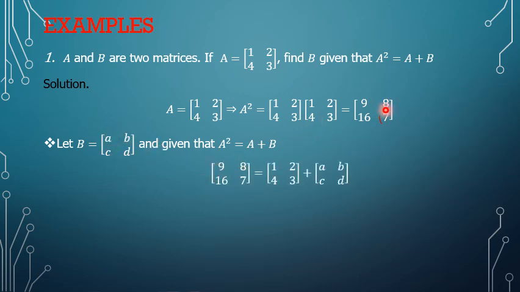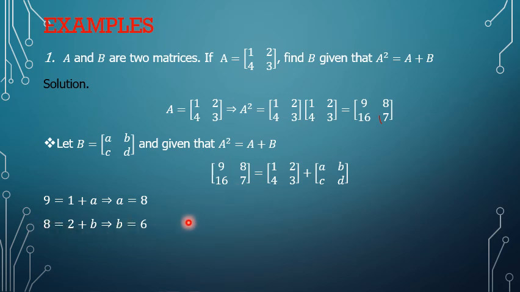Now, this is A squared, and A squared will be equal to A plus B. Now corresponding entries: 1 plus a should give us 9, implying that a is 8. If you move 1 over, it will be 9 minus 1, you get the value of a. Also, 2 plus b is 8, so b will be equal to 6. When you move 2 to the other side, it will be 8 minus 2. Subtract 2 from both sides.